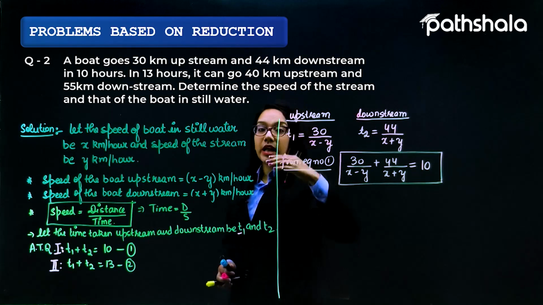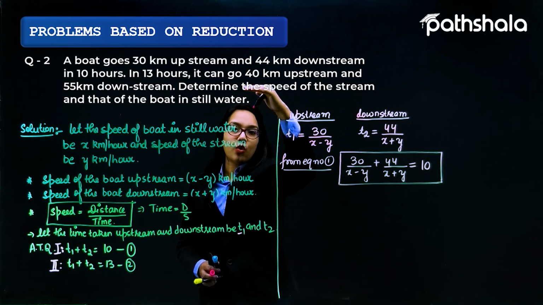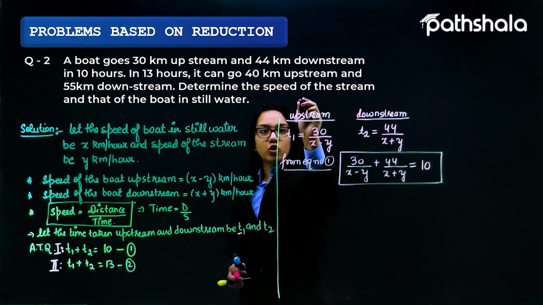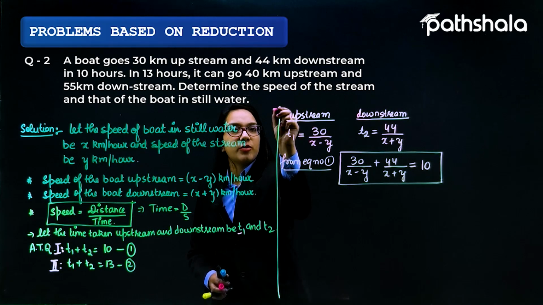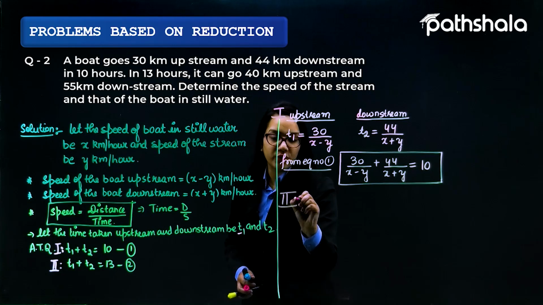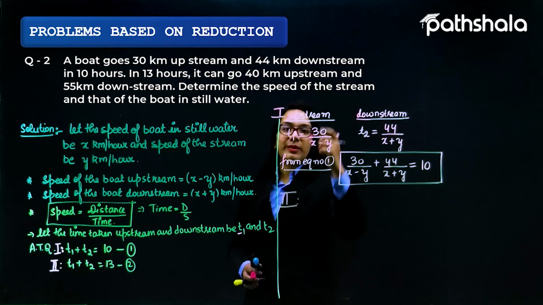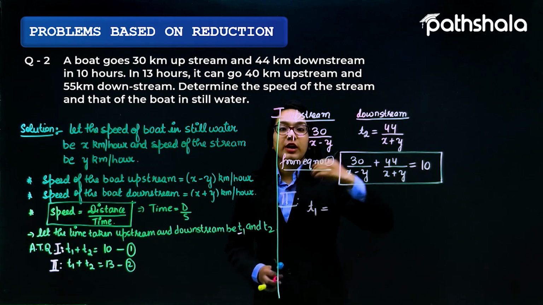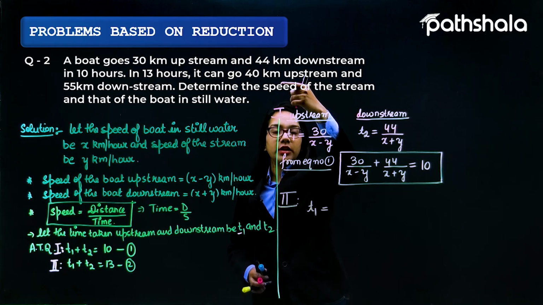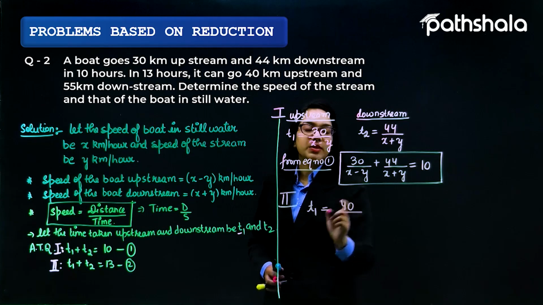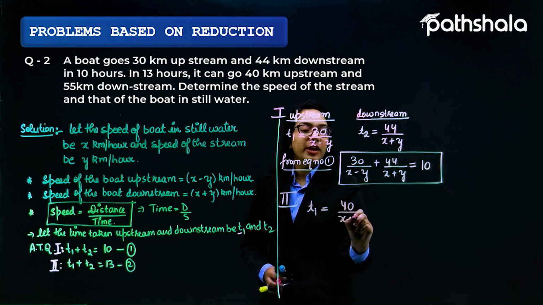It says in 13 hours it can go 40 km upstream. So this was our case number 1. Let's talk about case number 2. For the upstream, we will again take T1, but now the distance is given as 40 km. So this is 40 km divided by, as we are going upstream, the speed x minus y.